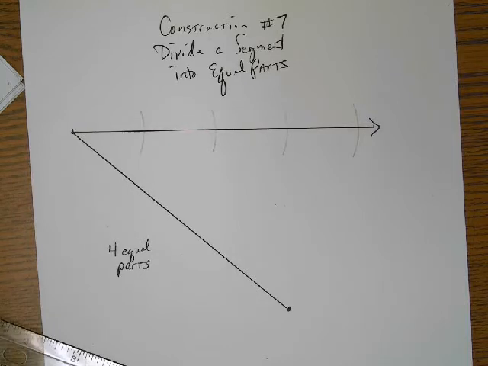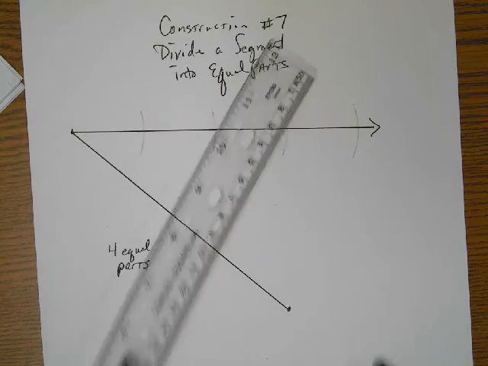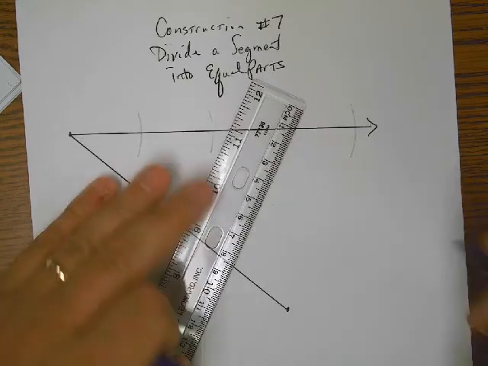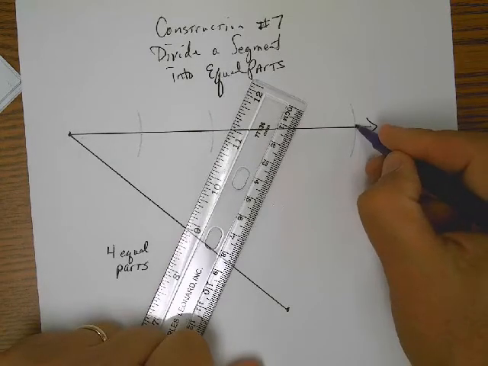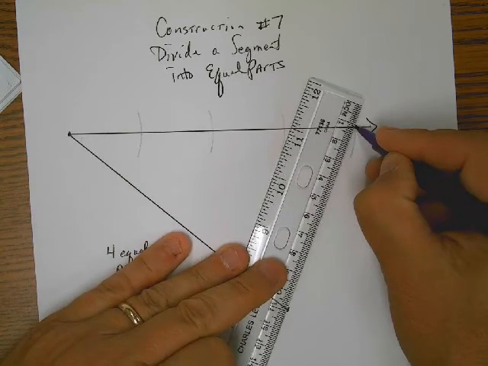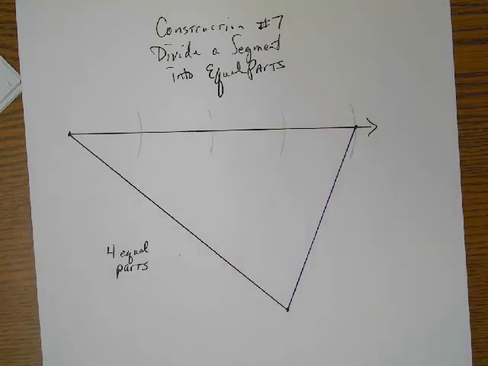Everyone got it? 4 equal parts? Okay, then we connect. Now this is the part you got to get right, because you can lead to a bunch of headaches later if you don't get it right. We connect the last arc to the end point.